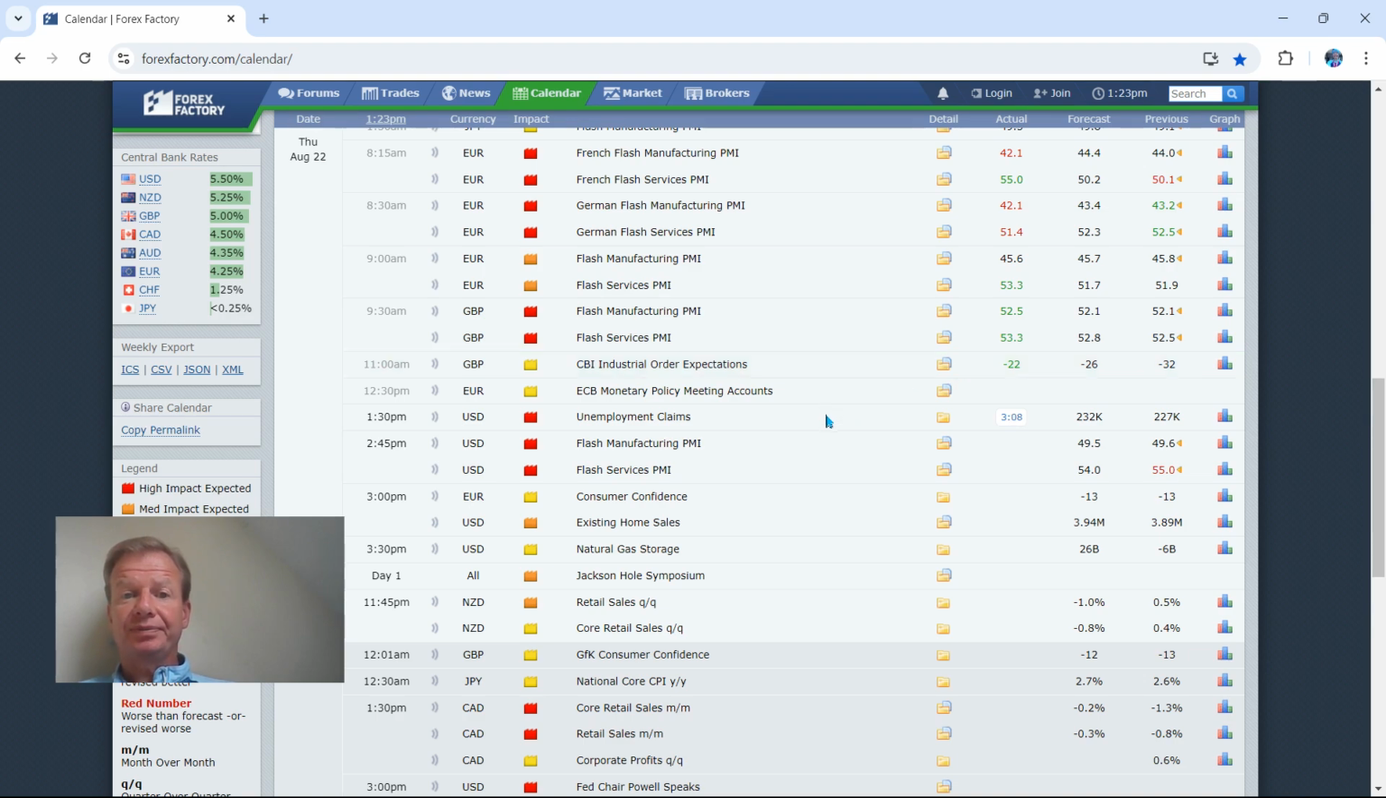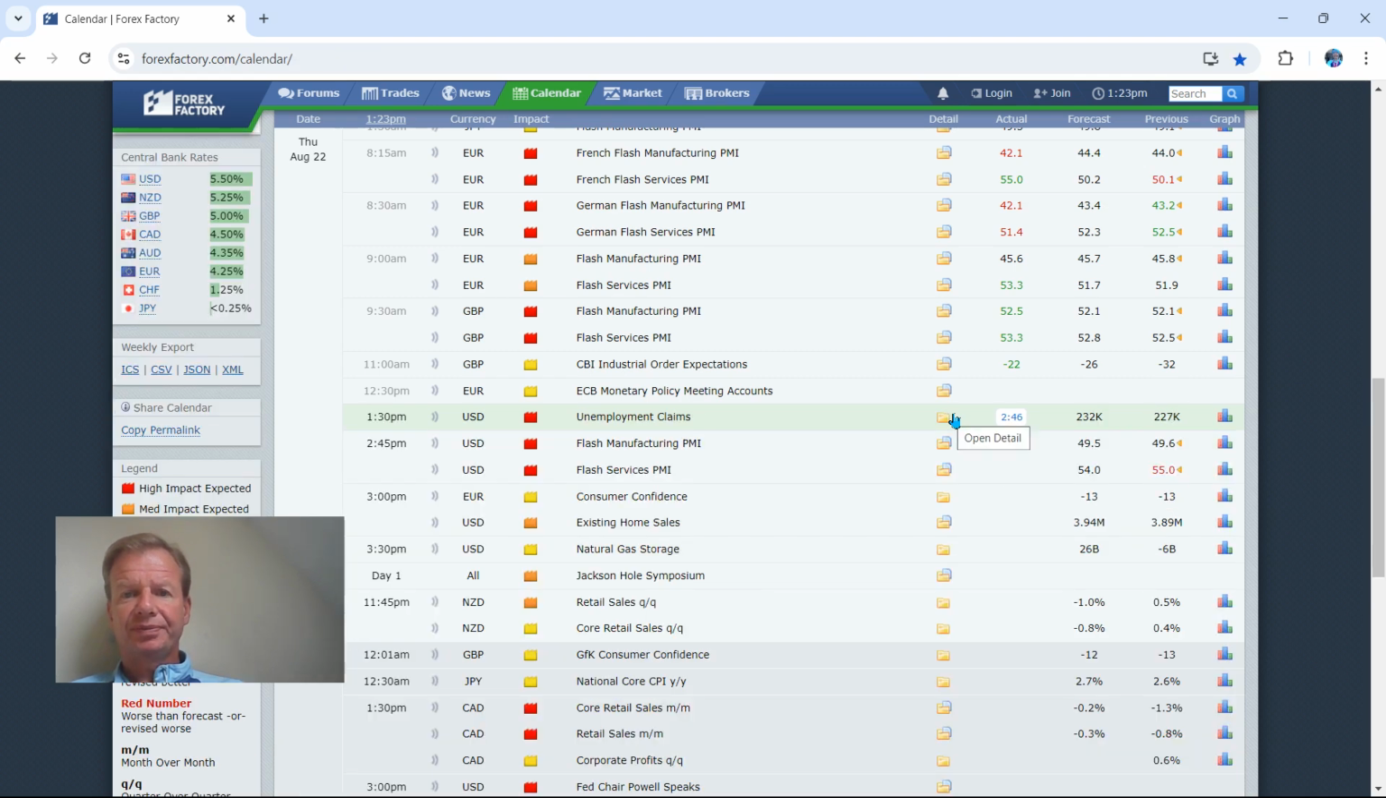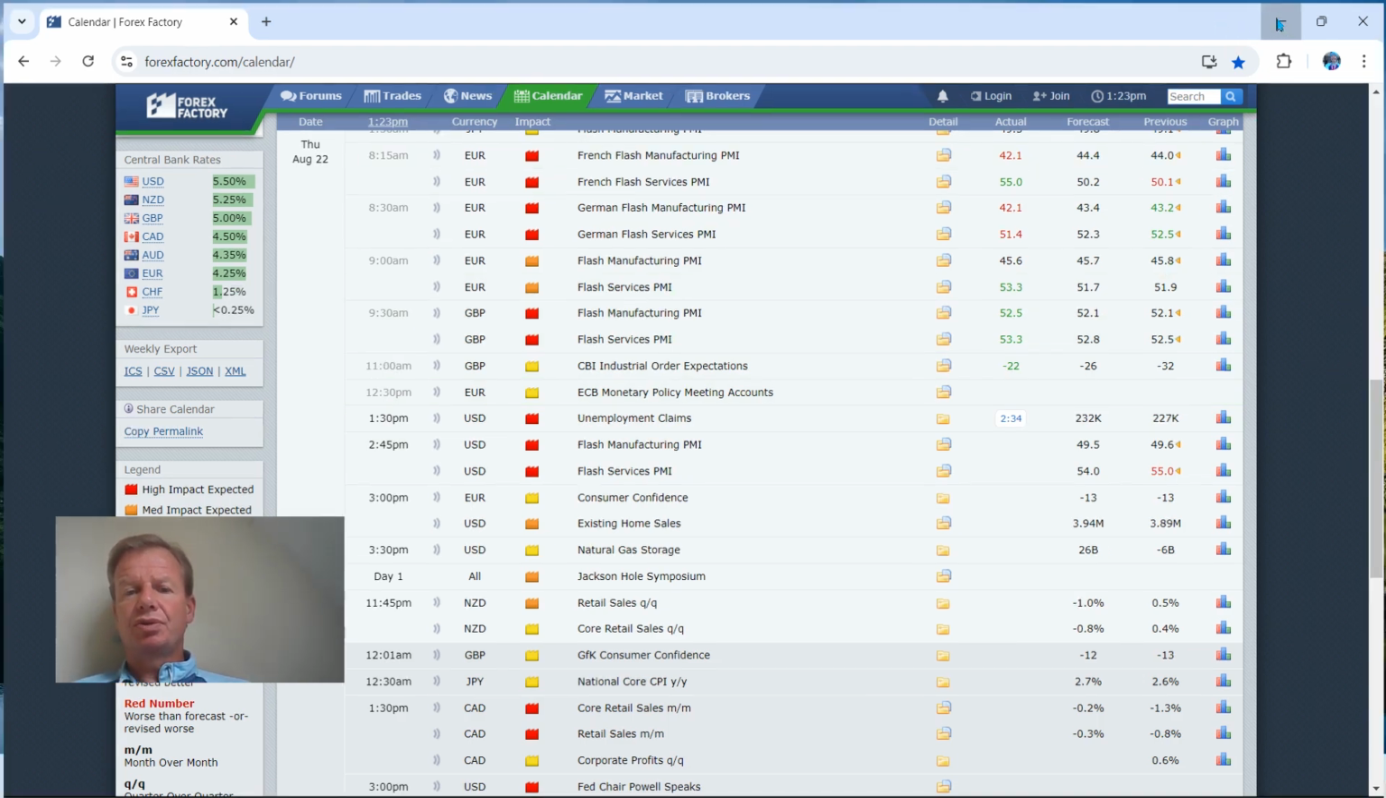And then 1:30, let me look here, it's coming up to 1:30 now. We've got the unemployment claims. Yeah, it says there, see, it's ticking down now, 3 minutes to go. Unemployment claims: the number of individuals who filed for employment insurance for the first time during the past week. That's a bit more understandable. Actual greater than forecast is good for the currency, and so it's ticking down to when it's going to do that. Then the US have got the flash manufacturing as well, and services like the euro did. Okay, and I'll show you how it reacts on the charts.